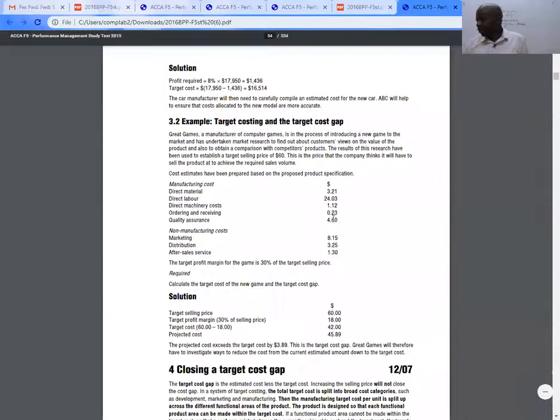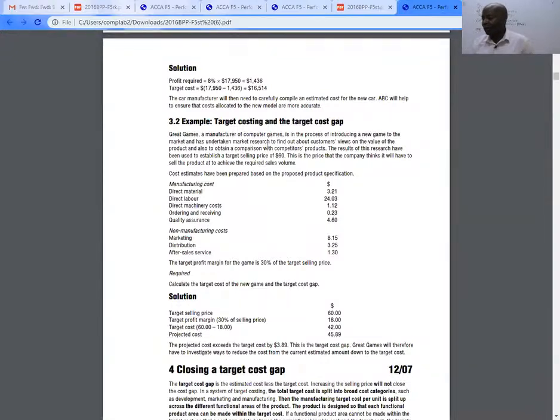So we are told here, I'm reading example 3.2. Great Games, a manufacturer of computer games, is in the process of introducing a new game to the market and has undertaken market research to find out about customers' views on the value of the product and also to obtain a comparison with competitors' products. The results of this research have been used to establish a target selling price. So you can see they have given you a target selling price of $60. This is the price that the company thinks it will have to sell the product at to achieve the required sales volume.